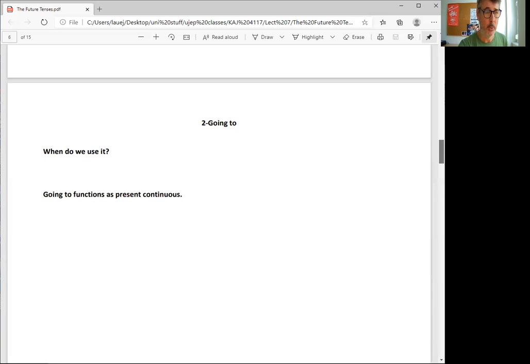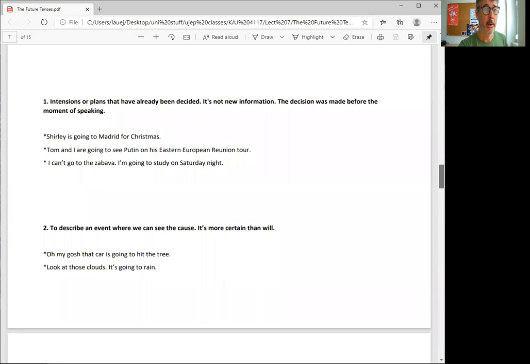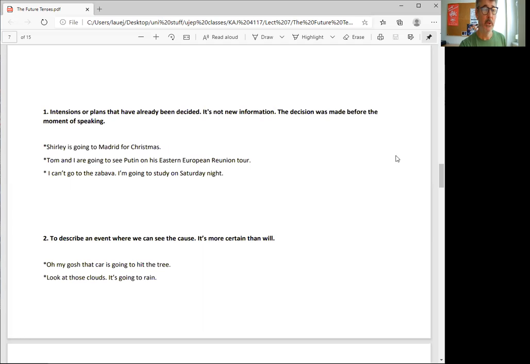I'm not going to get into it, but I want you to remember it functions as present continuous. Now, the first way we use, and this is the big difference between going to and will, and some of you hopefully know this, is that it's something I've already, or the speaker has already decided, all right? It's not new information, and the decision was made before I'm speaking, okay?